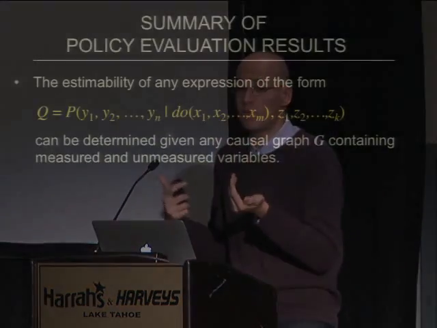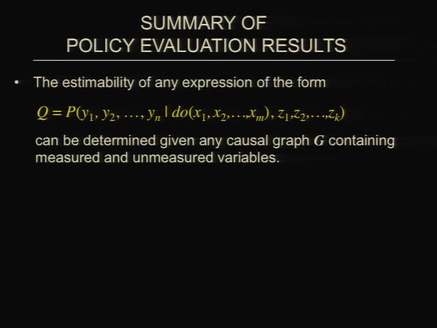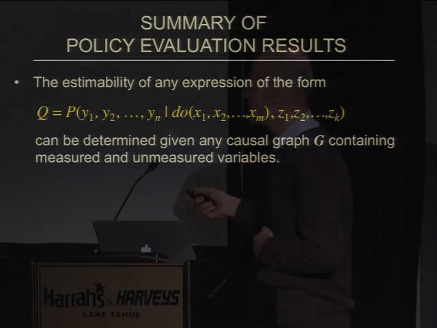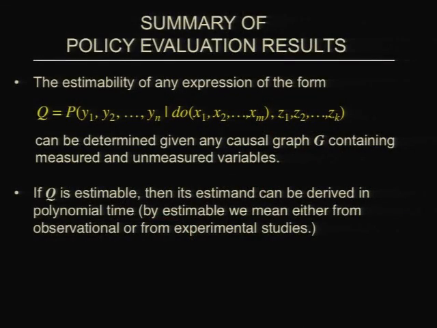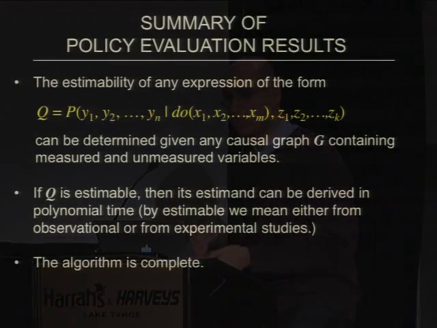Let me just put a summary of the results about policy evaluation or internal validity. You have estimability of any expression of the form P of Y given do X and Z, where Y, Z, and X are vectors, and it can be determined given any causal graph G containing measured and unmeasured variables. It's more general here with latent variables, or semi-Markovian models, but it doesn't matter. And then if Q is estimable, if I can get the quantity, then you can derive it in polynomial time. There is an algorithm to find this formula, or the estimate. And the algorithm is complete.